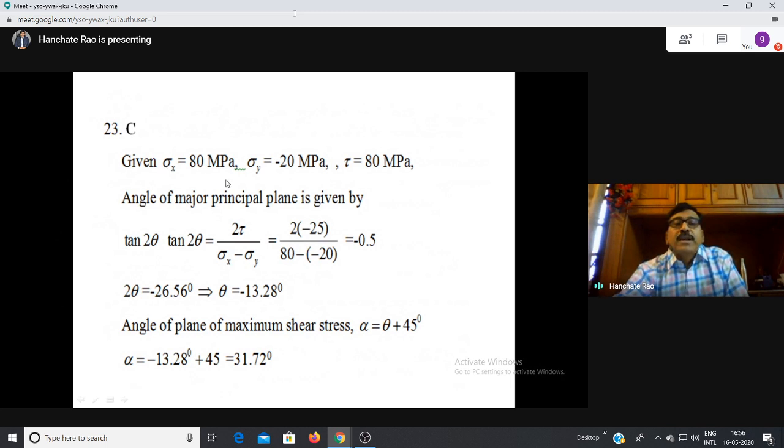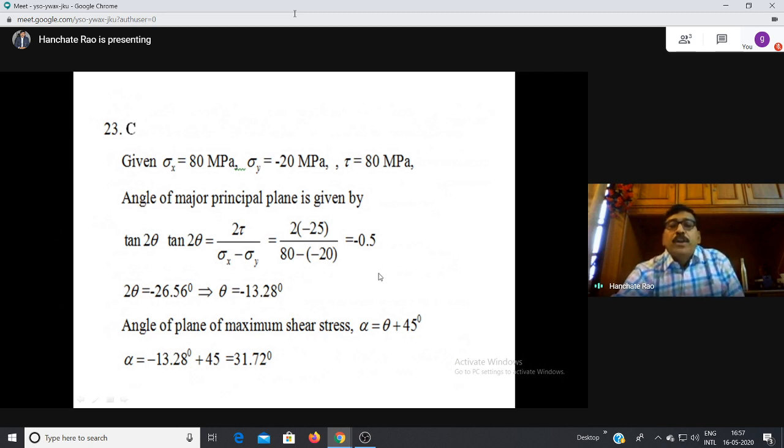So he has given sigma x is 80, sigma y is equal to minus 20, compression, and tau is equal to 25. We know the location of the principal stress: tan 2 theta is equal to 2 tau by (sigma x minus sigma y). That is 2 into shear stress, minus 25, over 80 minus the compression. It doesn't matter whether you take a minus sign or plus sign for the shear. If you take this, you get the tan 2 theta value, and from it the 2 theta value. The angle of the plane of maximum shear is theta plus 45. Alpha is equal to theta plus 45.